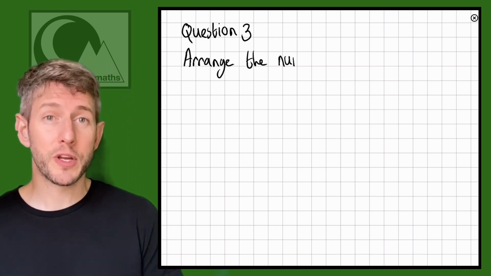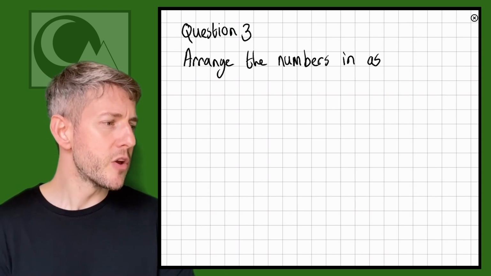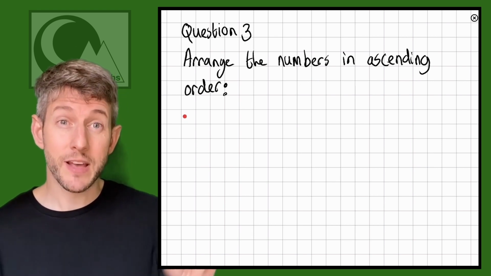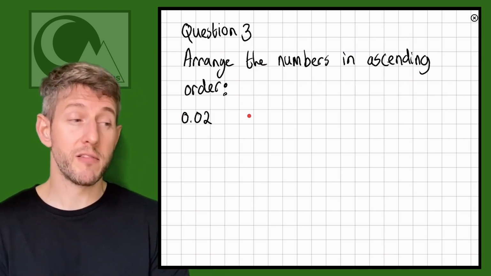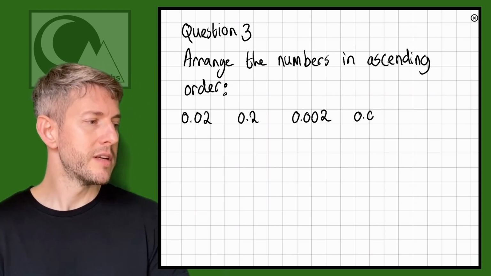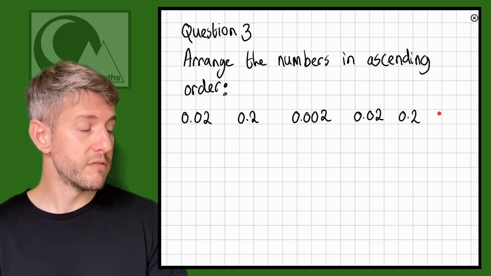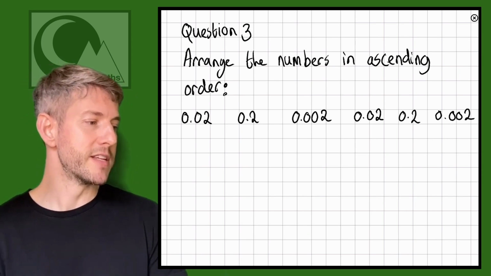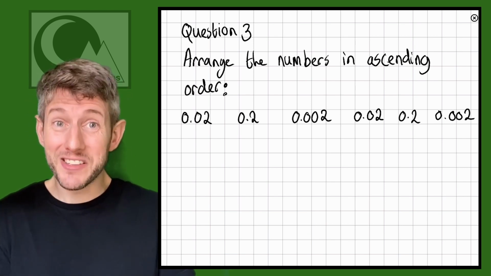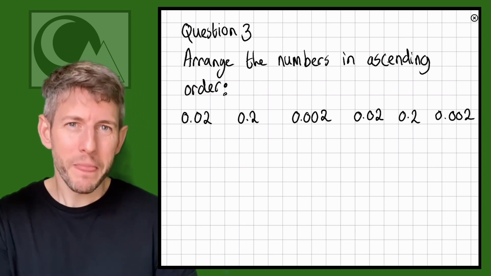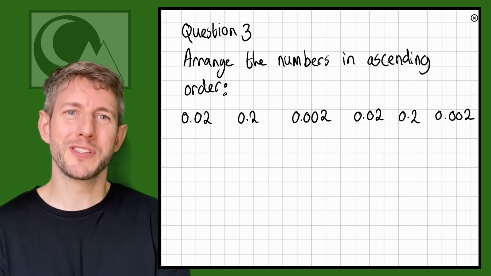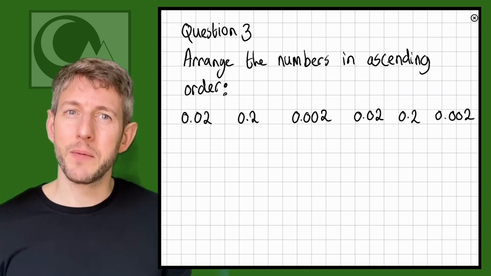But let's first of all look at this question 3. Question 3 says, arrange the numbers in ascending order. So that means getting bigger. So we've got 0.02, 0.2, 0.002, 0.02, 0.2, 0.002. Okay, that's funny because some of these numbers are the same, but that's good. It allows us to tackle that issue, which means that we just write them one after another. We don't ignore them at all. We just collect all of the numbers that are the same in the same place.